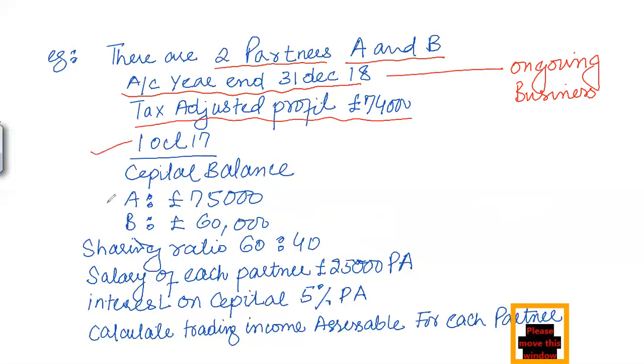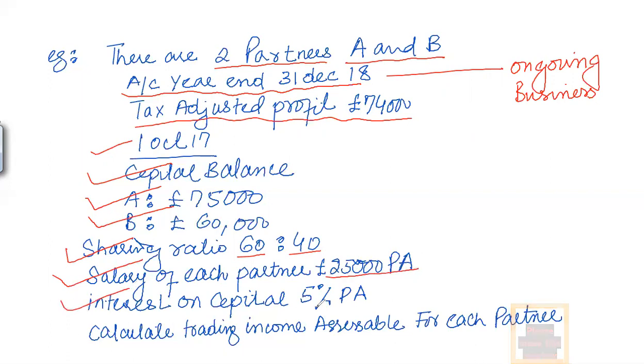As at 1st October, the capital balances are there. A's balance is 75,000. The capital balance of B is 60,000, on which we have to apply interest on capital. Profit and loss sharing ratio for A and B is given. Salary of each partner is 25,000 per annum. Interest on capital is 5% per annum. Calculate trading income assessable for each partner.